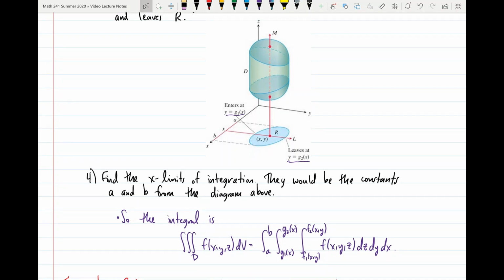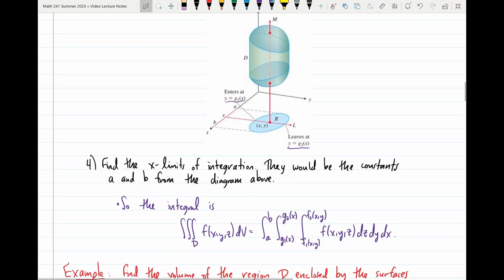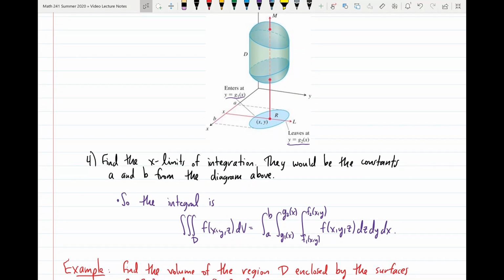And this should be the easiest part of the process here, because once you get down to your last integral, you should just have limits of integration that are constants. So in the diagram above, you can see that a is the lower limit of integration for x, and b is the upper limit of integration.